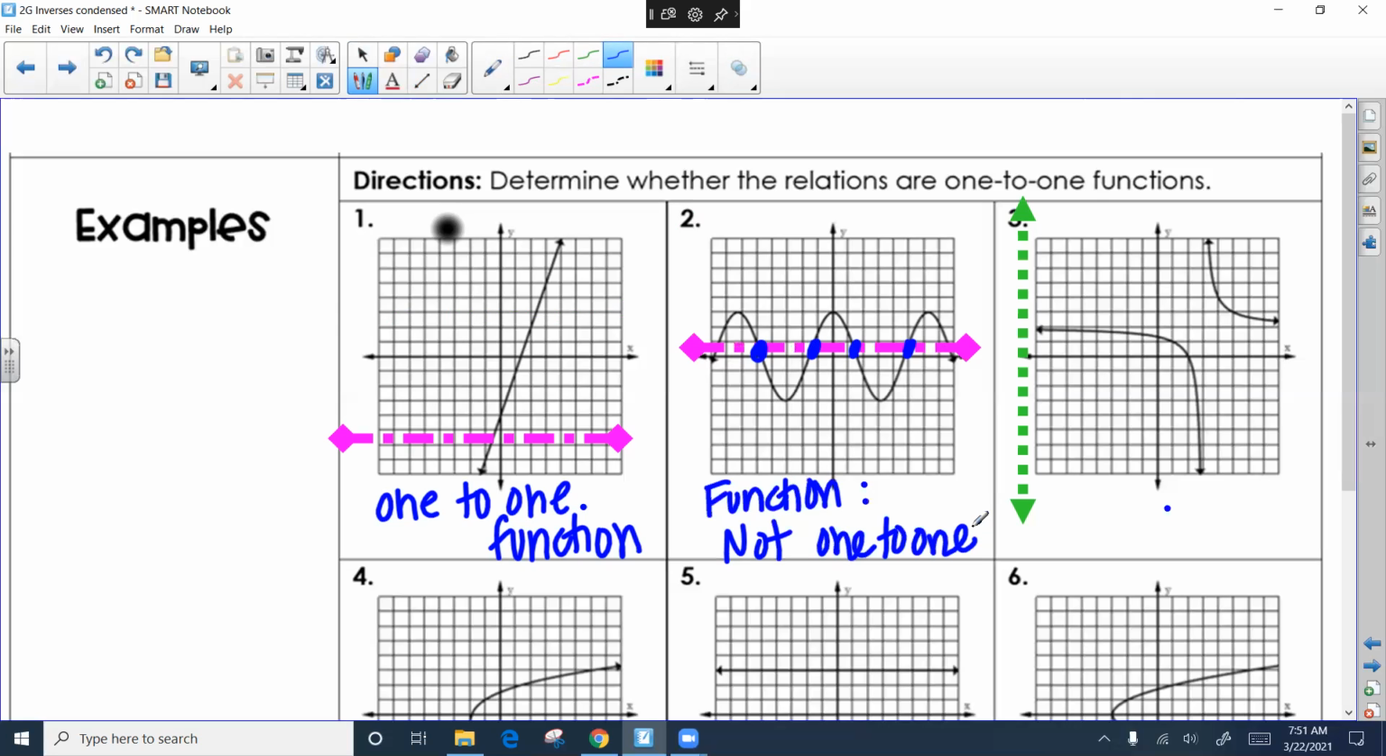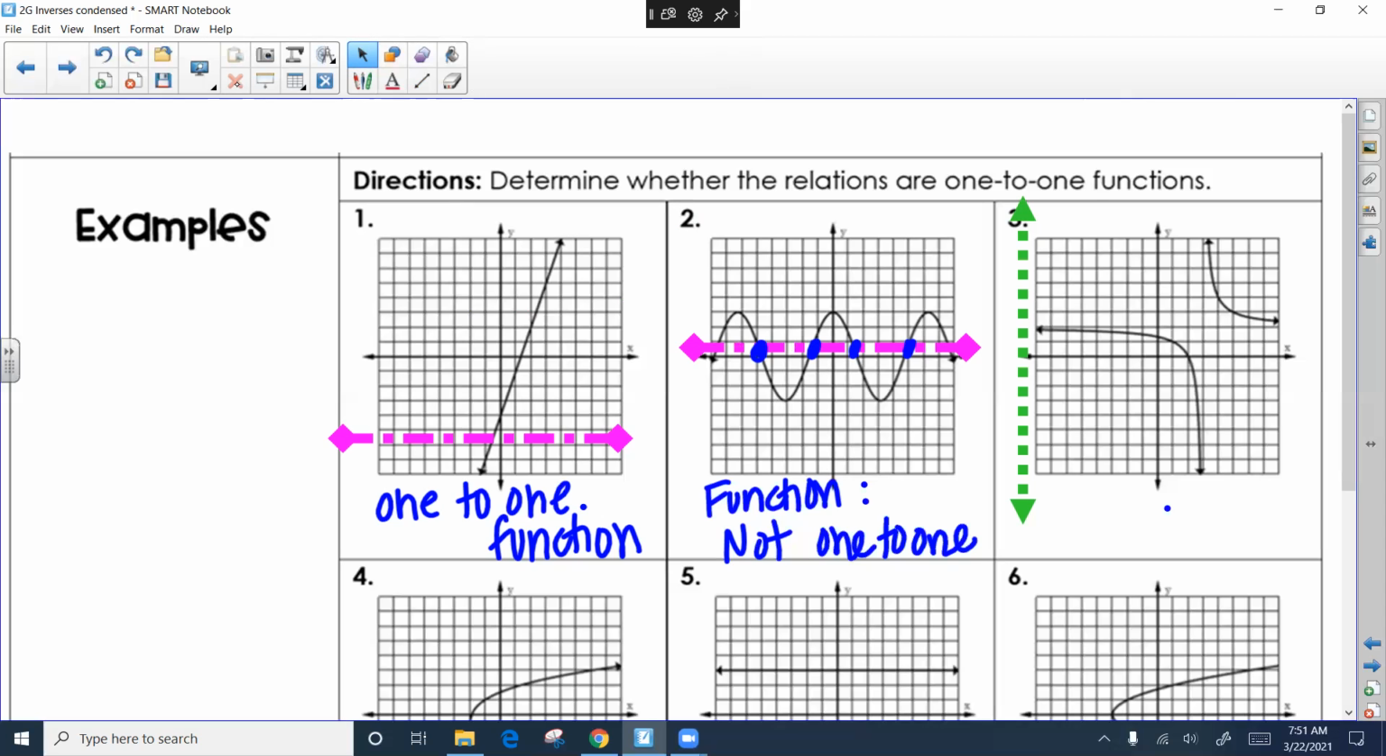Why that's important is because that means this function does not have an inverse unless we restrict the domain or only use part of the function. So if I'm trying to find an inverse, I can't use the entire function. I can only use a portion of the function. Otherwise, it's not one-to-one.